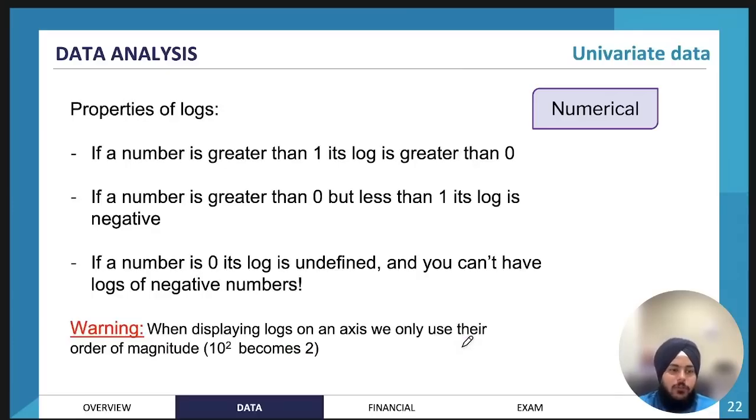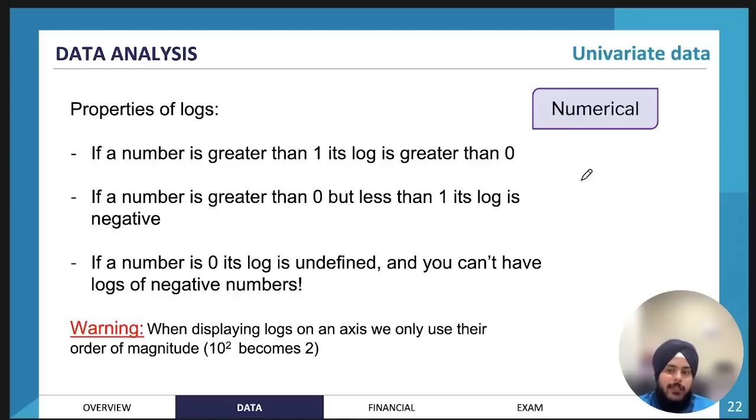So just some properties of logs. If a number is greater than 1, its log is going to be greater than 0. Another property of log is that if a number is greater than 0 but less than 1, its log is negative. And if a number is 0, its log is undefined.